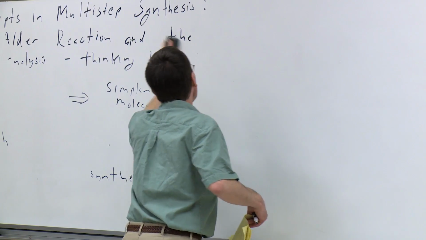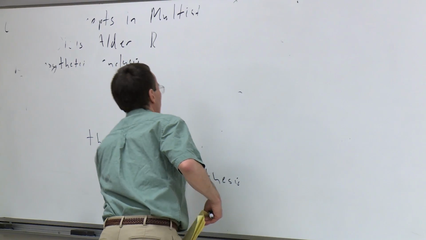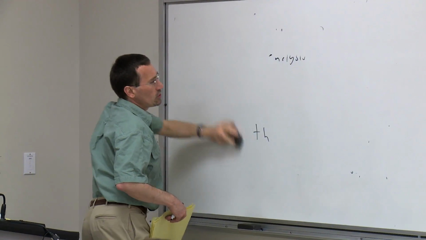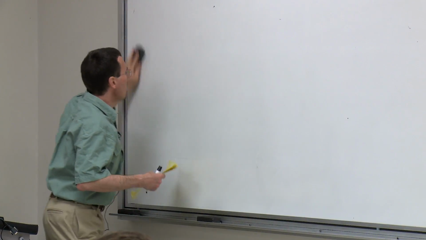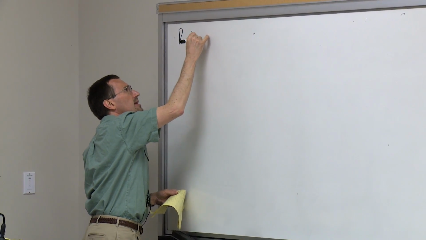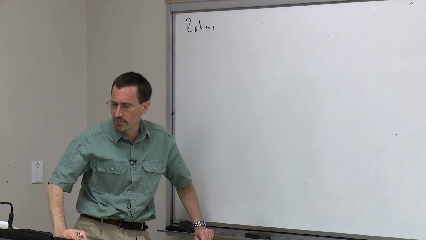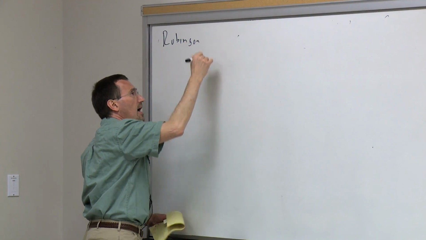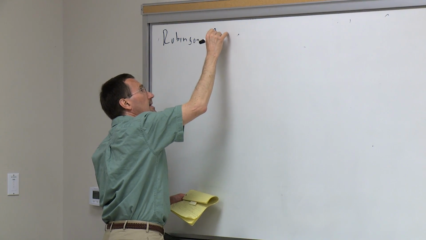All right, I don't want to take a lot of time to review the Robinson annulation. You should have learned this in sophomore organic chemistry, but I want to remind us of the basic idea. The Robinson annulation is a very powerful reaction. It was developed by Sir Robert Robinson. We've already mentioned him. He won the Nobel Prize in 1947 for synthetic organic chemistry.